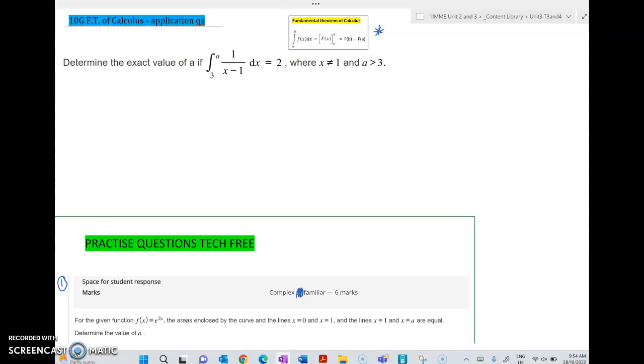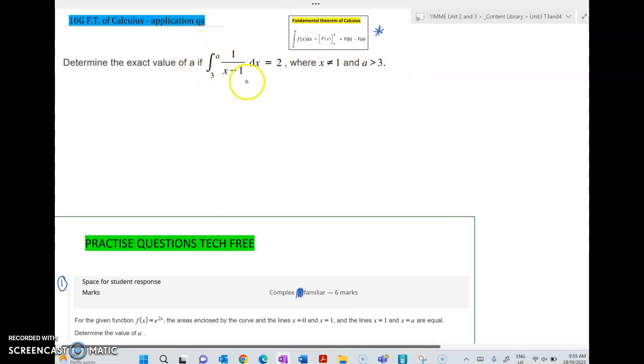Determine the exact value of A if the integral of 1 over x minus 1 equals 2. So they give you the area on the right-hand side. X can't be 1 because remember, if x is 1, it makes this denominator 0. So that's just good maths, giving that restriction. And they also tell you then that A is greater than 3. So that bound is greater than 3. So let's have a look. So let's see what we can do.